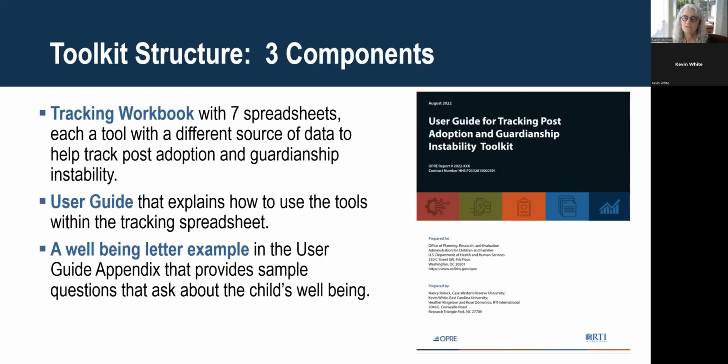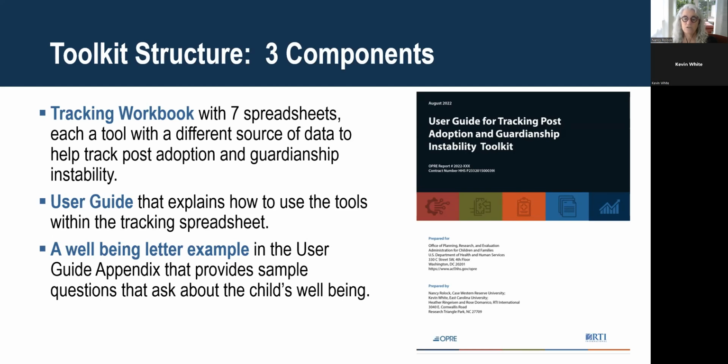This slide outlines the toolkit structure. The toolkit is organized into 3 components. First is a tracking workbook. In today's webinar, we will be explaining how to use the 7 spreadsheets that make up the tracking workbook. Each of the 7 spreadsheets is a tool that can be used to collect different sources of data to help track post-adoption and guardianship instability.